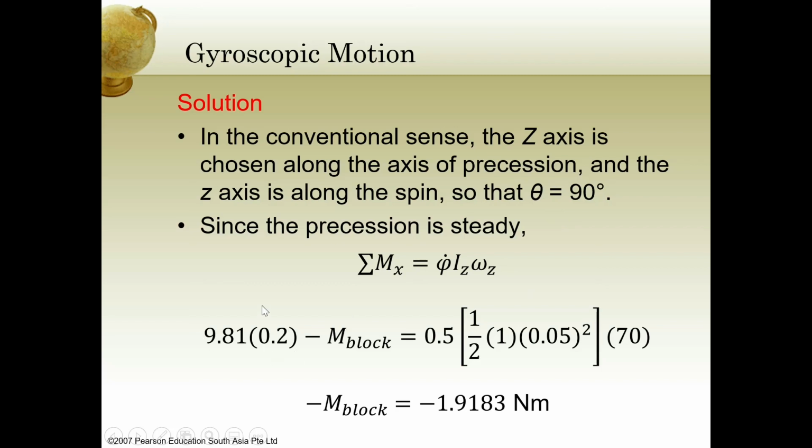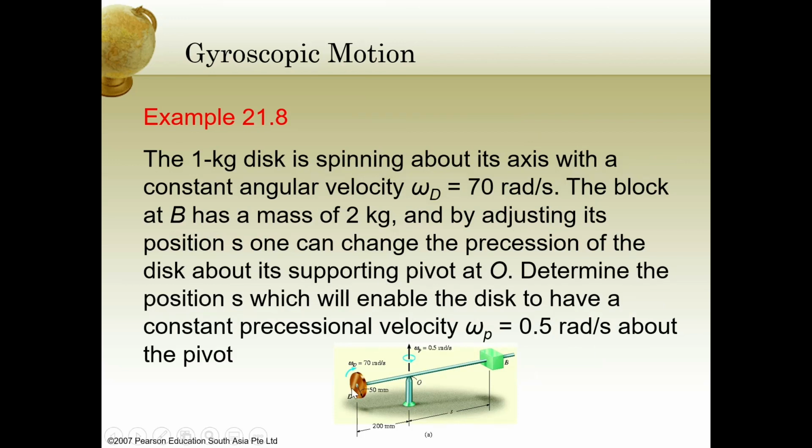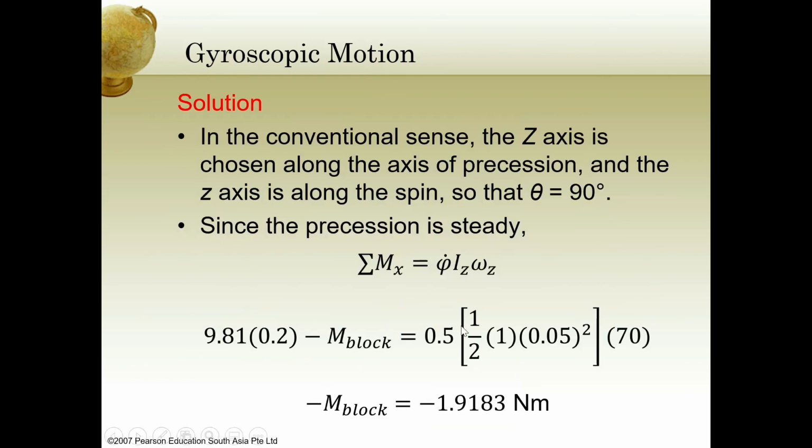So the right hand side is quite straightforward, where you already know the psi dot, which is 0.5 radian per second. So this is the speed that we want to obtain. Then the moment of inertia about the spinning axis: 0.05 is the radius of the disc right here, 50 millimeter. So we want to know the moment of inertia of the disc. This is the formula, where 1 is the 1 kilogram mass of the disc, and omega z is the spinning speed. So we just put 70 over there.